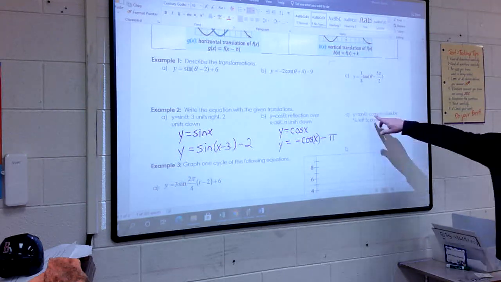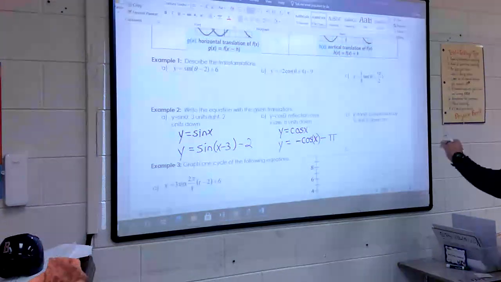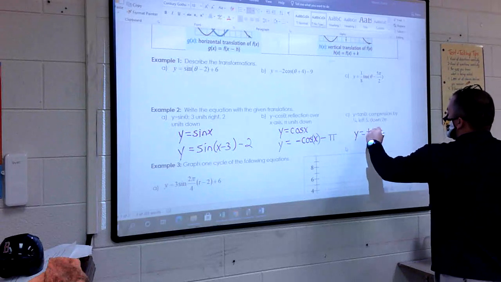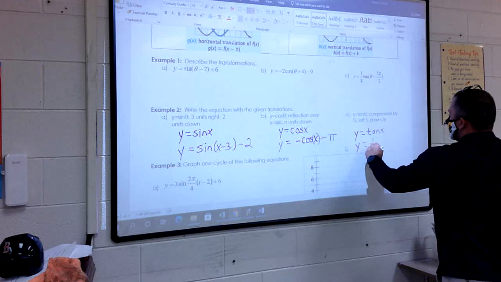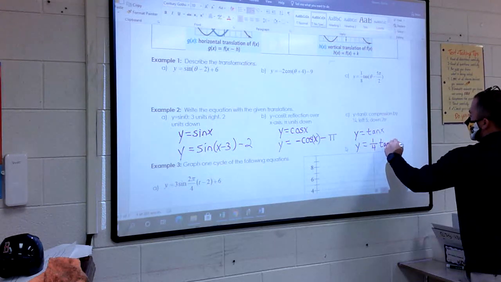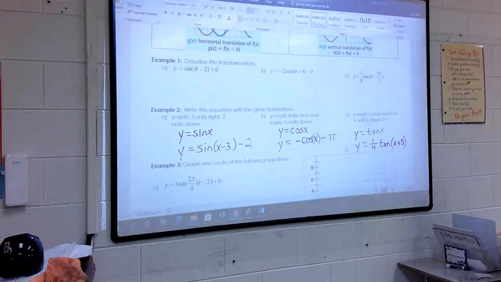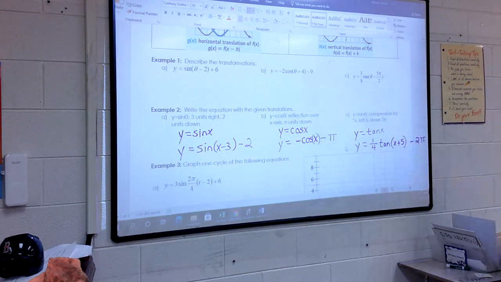Lastly, we don't even deal with tangent graphs, but it's the same thing when we're talking about translations. You want to compress this by 1/4, so we'll take the original graph, tangent of x. To compress it by 1/4, we put 1/4 in front. Then we want to move it to the left 5, so we get to say x plus 5. That moves it over to negative 5, and down by 2 pi, so that would be minus 2 pi. And so there's our equation.